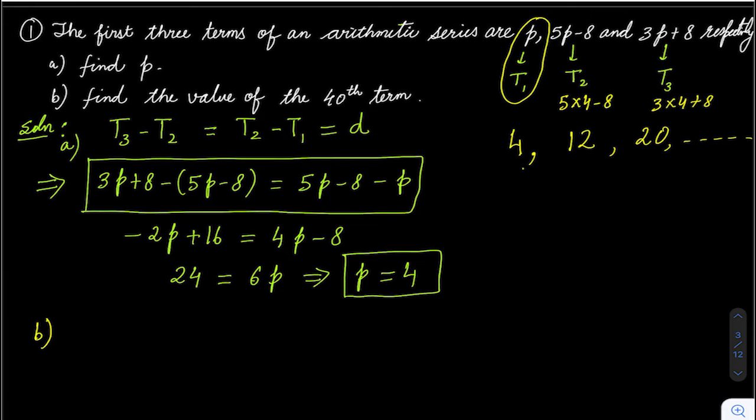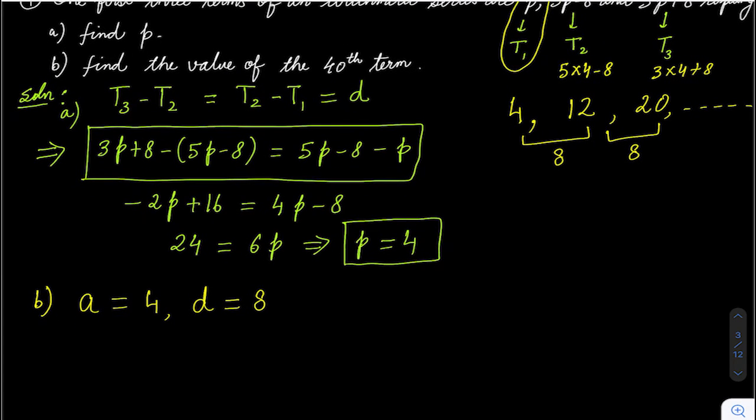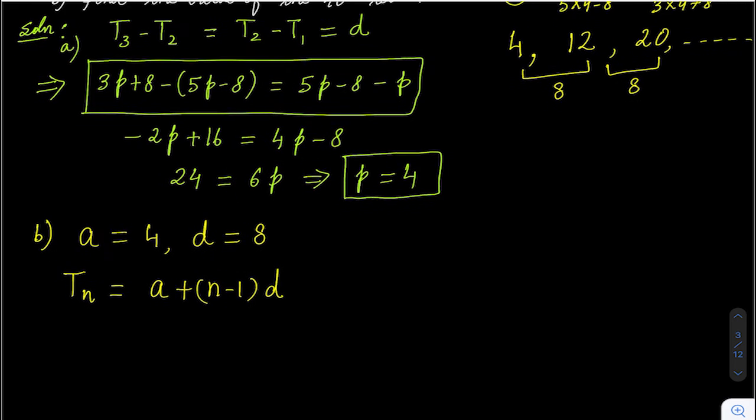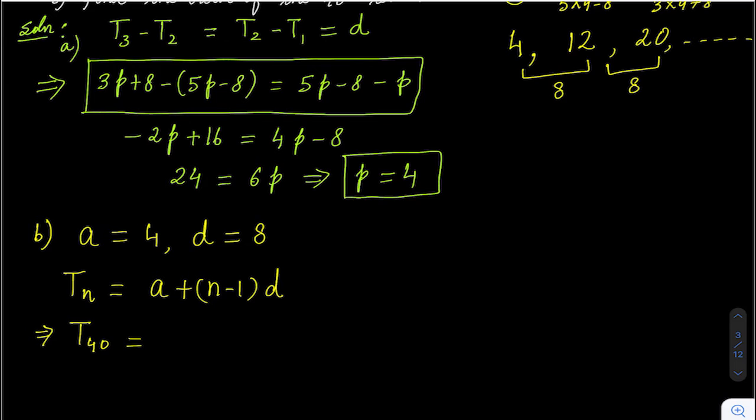Now we can see the difference between consecutive terms is nothing but 8. So my common difference D is 8. So basically my A is 4 and my D is coming out to be 8. Now I have A and D, so I can easily find the 40th term. Tn is A plus n minus 1 times D. So my 40th term, T40, will be equal to A, that is 4, n, that is 40, and D, that is 8.